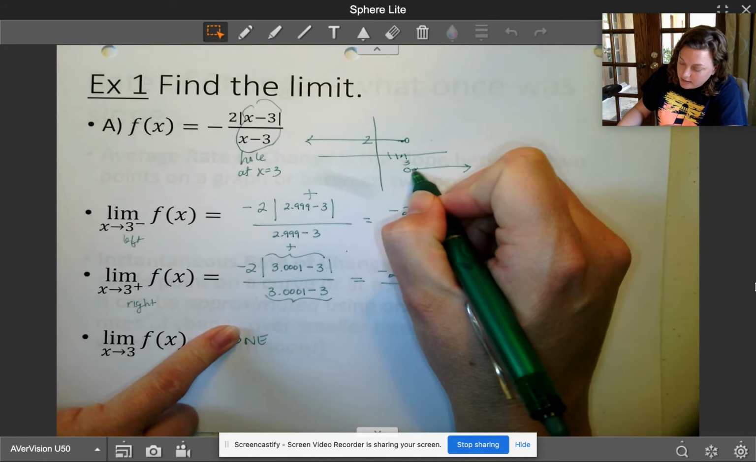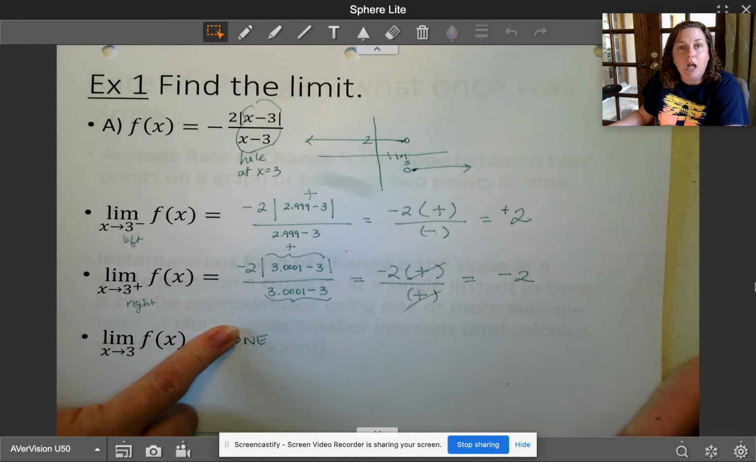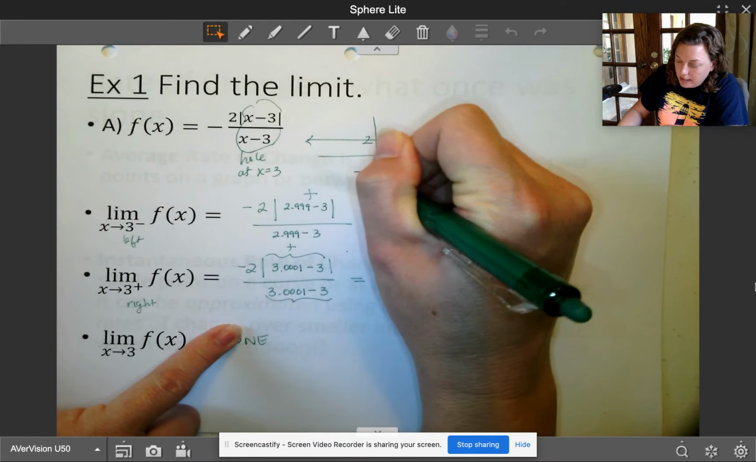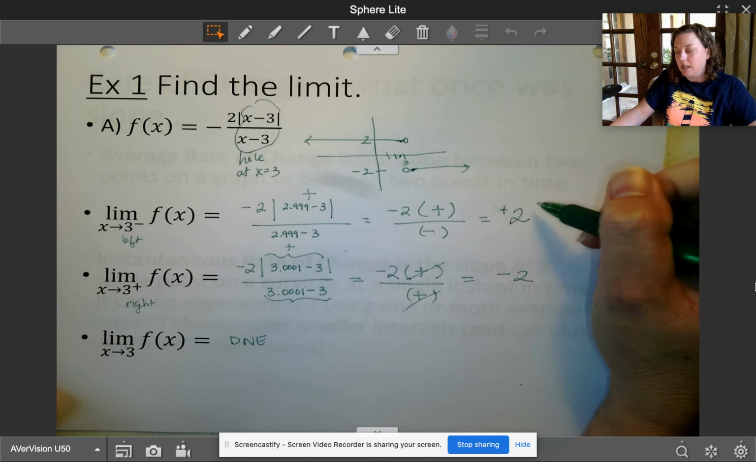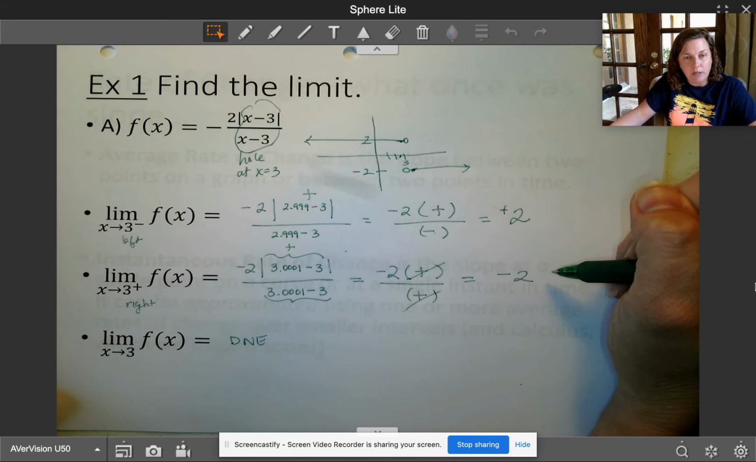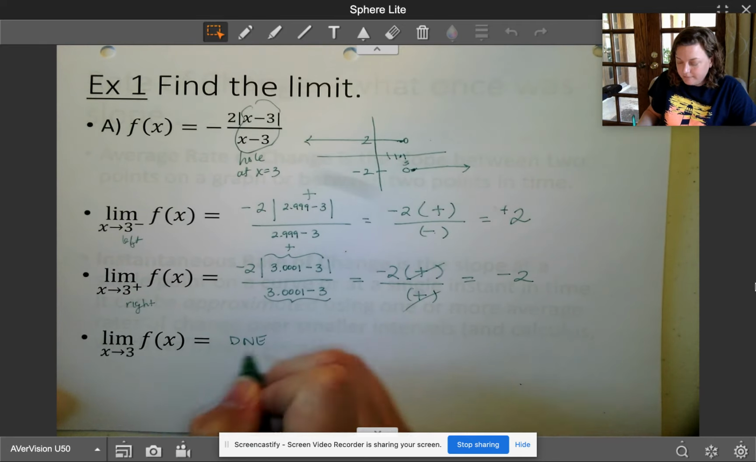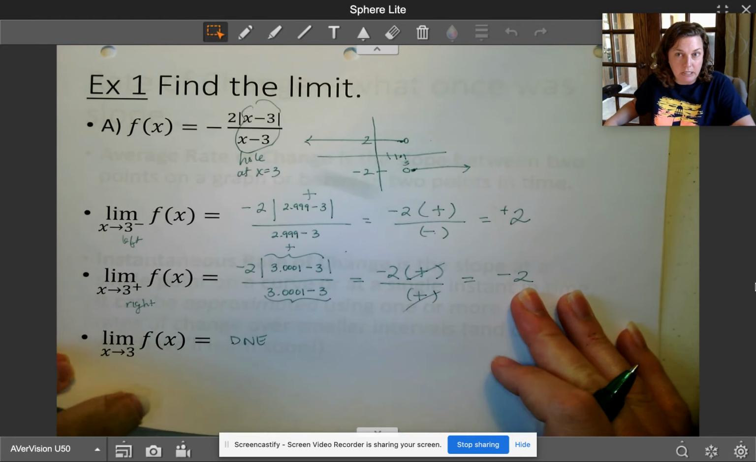And so we're left with that -2 value. And so that's why you can see over here to the left of 3, our output is in negative territory, -2. Okay. These limits, the limit from the left does not equal the limit from the right. Therefore, the limit at 3 does not exist.